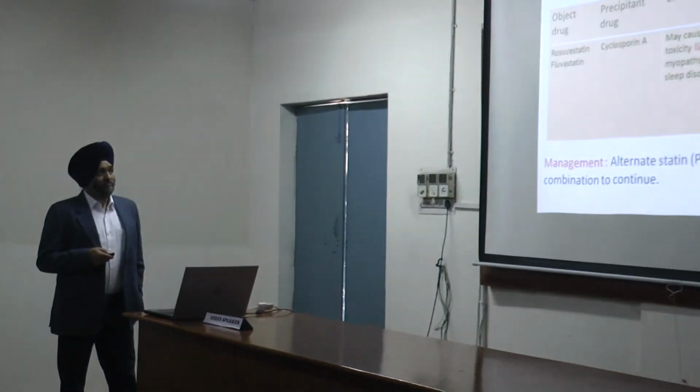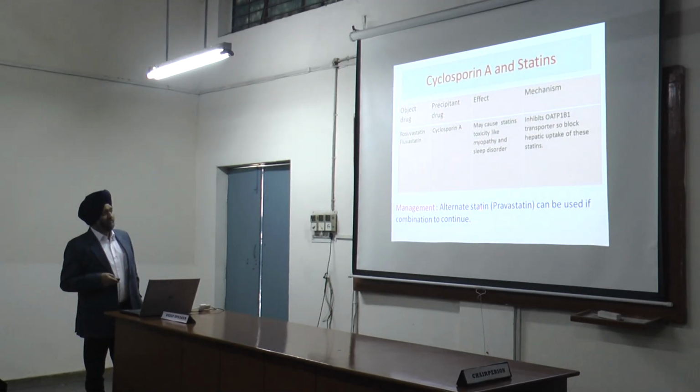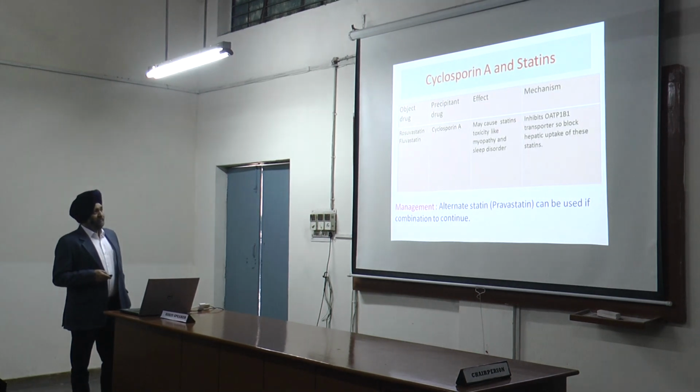Now we have another transporter, mainly in the hepatic region. If cyclosporine is given along with these two statins, it will inhibit the organic anion transporting polypeptide, which is there to take up rosuvastatin and fluvastatin at the level of the liver. Once we block this with cyclosporine, the statin level will go up, and there are chances of myopathy or other adverse effects with rosuvastatin. But here we can use an alternate statin; pravastatin can be used if we need to continue the combination.